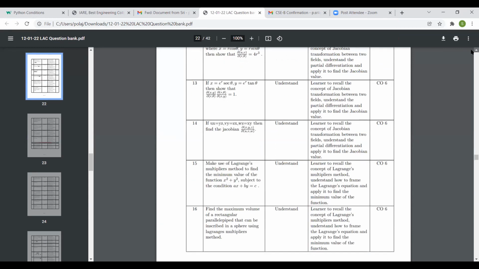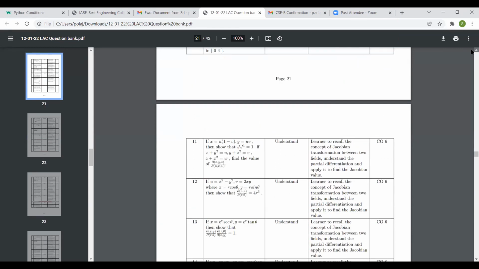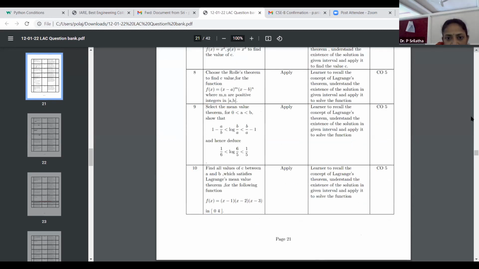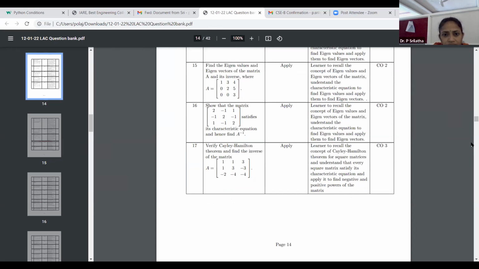Ma'am, I have a doubt in part B, 15th question, ma'am. Just wait, I will check. This is part B, no? Yes, ma'am. So this is the 15th question, right? After finding the eigenvalues and eigenvectors, to find the inverse, would I diagonalize the matrix and then use A power n is equal to P into D power n into P inverse? That formula. Would I use that? Find the eigenvalues and eigenvectors of the matrix and its inverse.